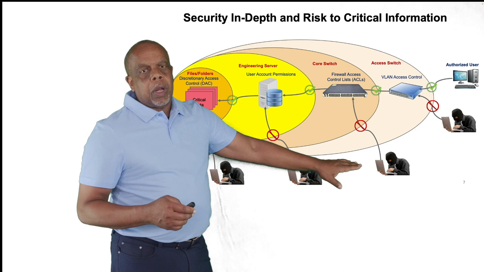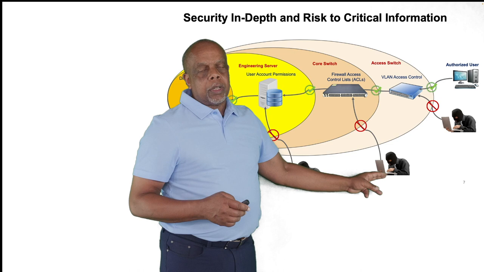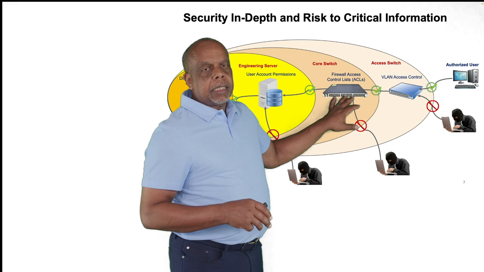Now they get here. So hopefully the ACL rules are set up so that this asset, this computer they're working on, with its IP address and MAC address, with port security and the access control list, says no. That device cannot traverse the network.